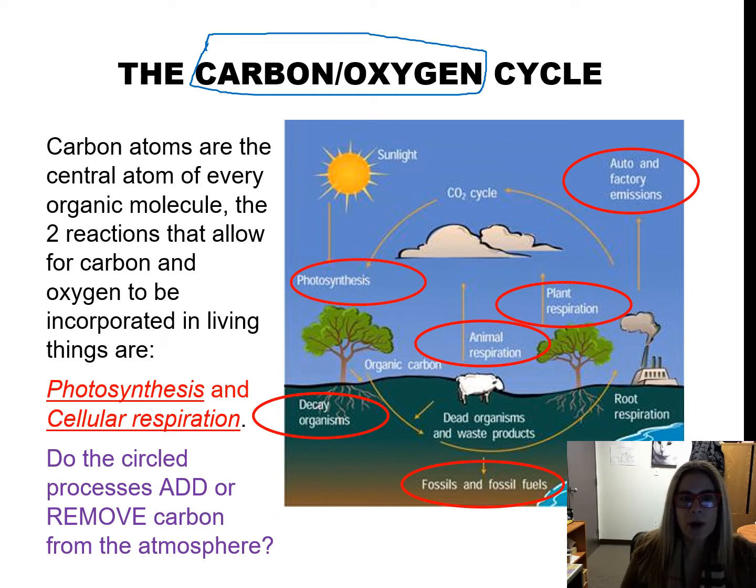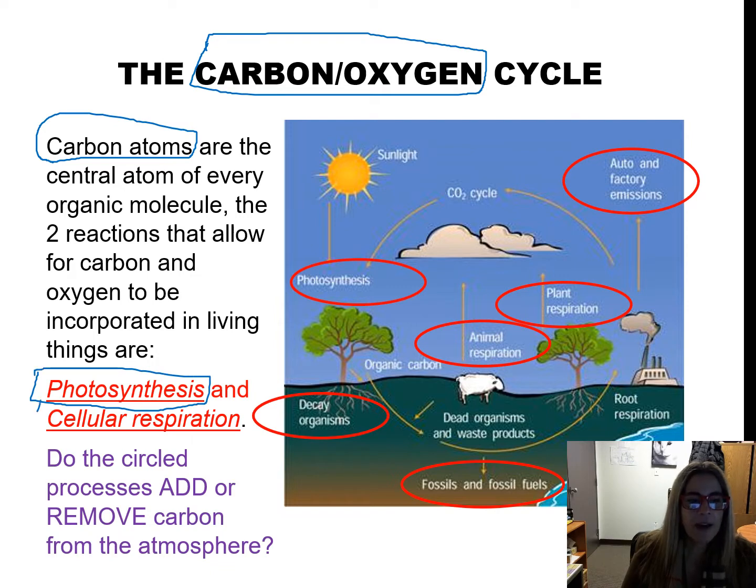When we talk about the carbon-oxygen cycle, these are concepts you've probably heard of before, but we're just going to review the main piece of it. Remember that carbon atoms are central to every organic molecule. All organic molecules have that carbon backbone, and there are two basic reactions we've already studied that allow carbon and oxygen to be incorporated into living things, and both of these are considered rapid cycling. First, photosynthesis in organisms that are capable of producing their own food, primarily plants. And then, of course, cellular respiration.